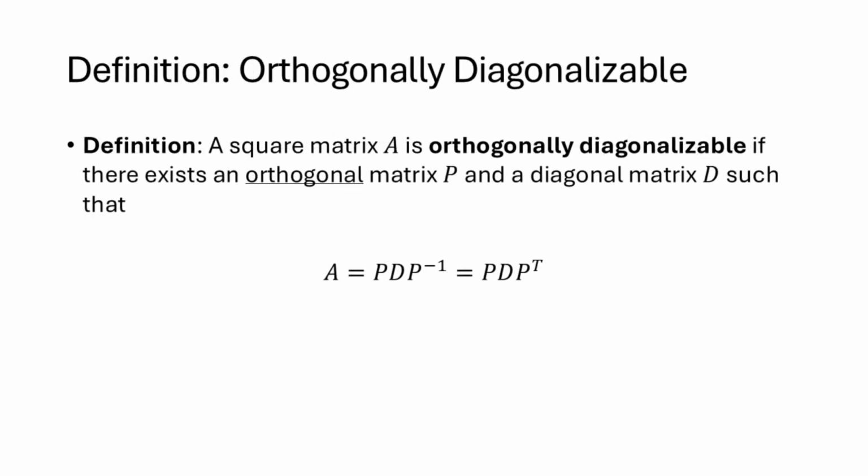Now, a square matrix A is orthogonally diagonalizable if there exists an orthogonal matrix P and a diagonal matrix D such that A equals P times D times P inverse. And because P is an orthogonal matrix in this case, P inverse is the same as P transpose. So we can also write this as A equals P D P transpose.